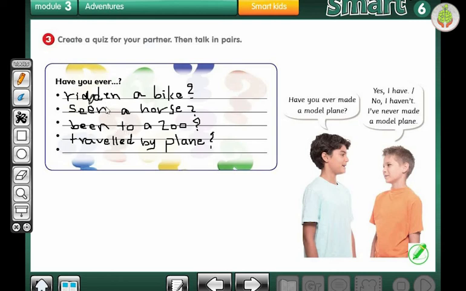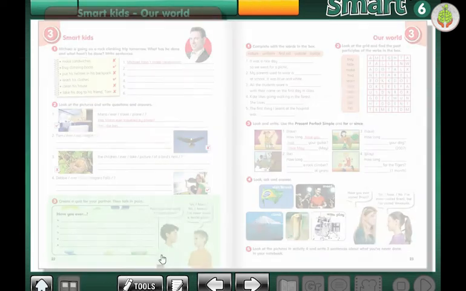Have you ever ridden a bike? Yes, I have, or no, I haven't. Have you ever seen a horse? Yes, I have, or no, I haven't. I haven't seen a horse. Have you ever been to a zoo? Have you ever traveled by plane? Maybe you can ask your friend these questions and they can answer. Alright, how about we go to the next page?